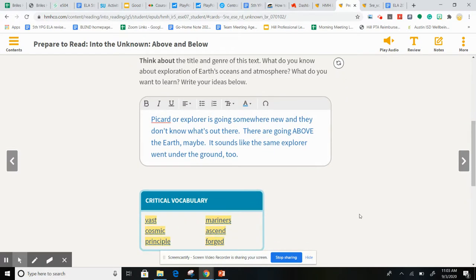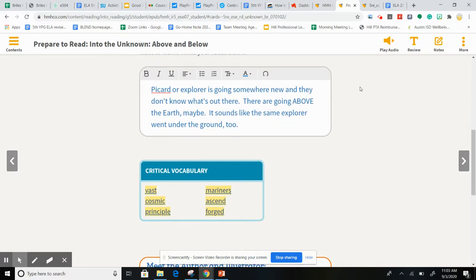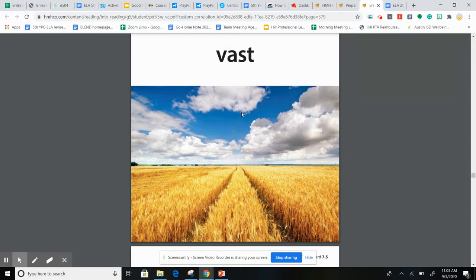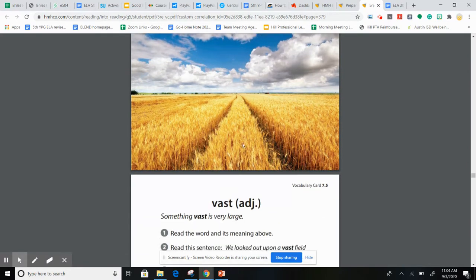Now let's look at some of our vocabulary. We don't have that much. We go from vast all the way through forage, so let's pop on over. Vast. Vast is when it's all spread out, but it's huge. And you can have a vast mountain range that just goes on and on and on for seemingly forever, just like this amazing grass field, probably in the Midwest.